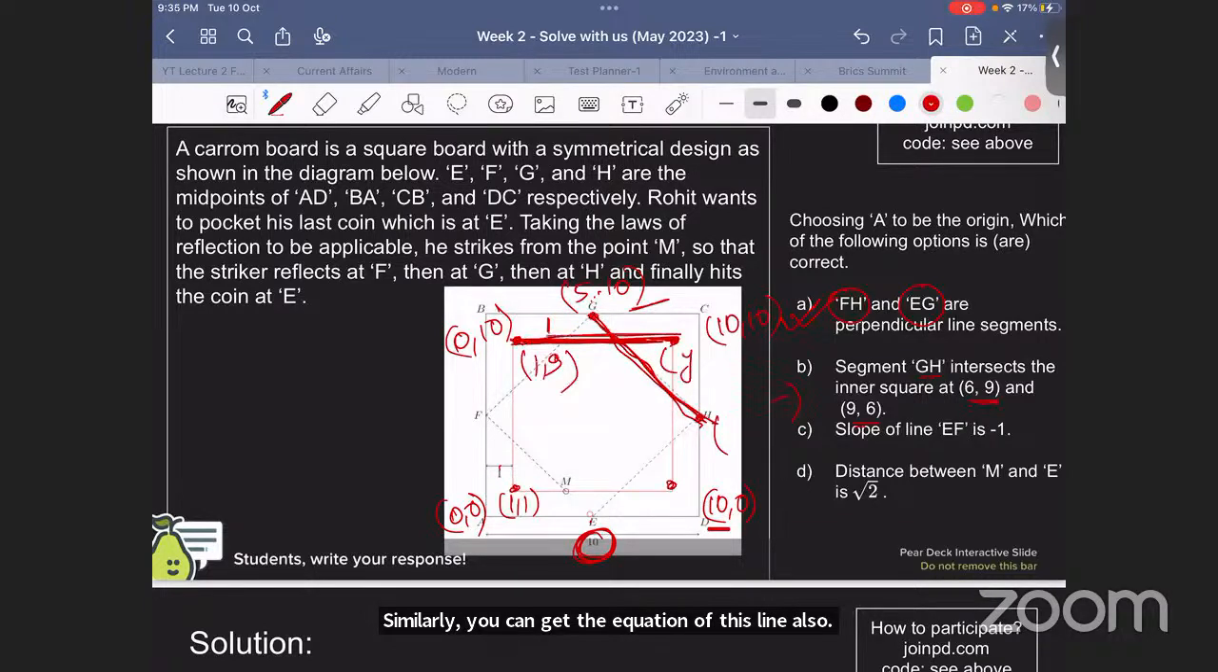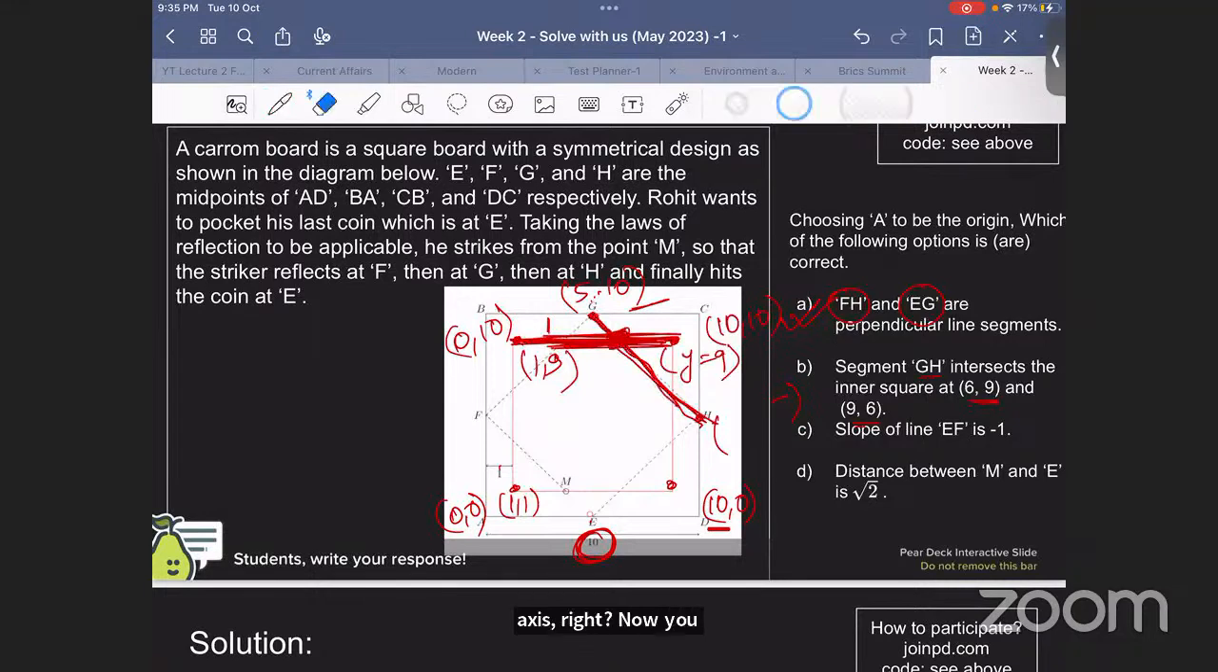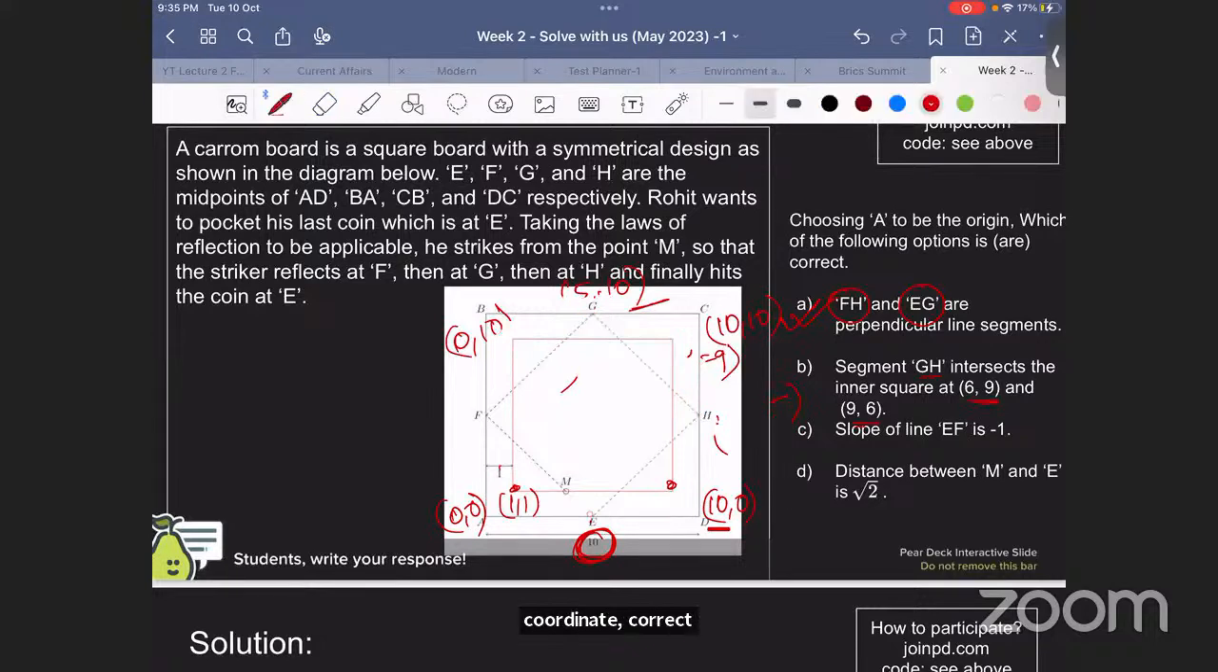Okay, and this is pretty simple, right? Can you tell me the equation of this line? This is parallel to the x-axis, right? So y equals 9. Now you have this equation. You have this equation. You can get this coordinate, correct? Correct or not? You can get this equation or not? Yes, this is y equals 9.